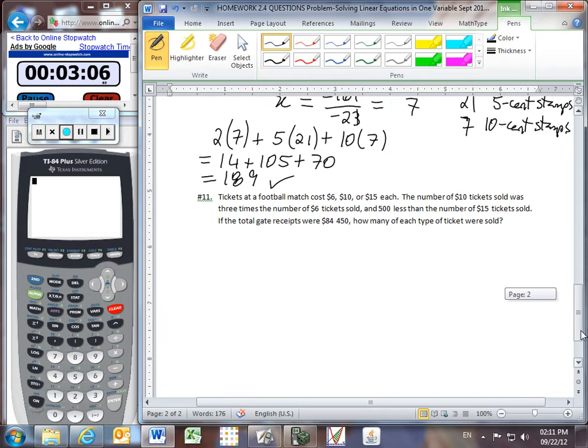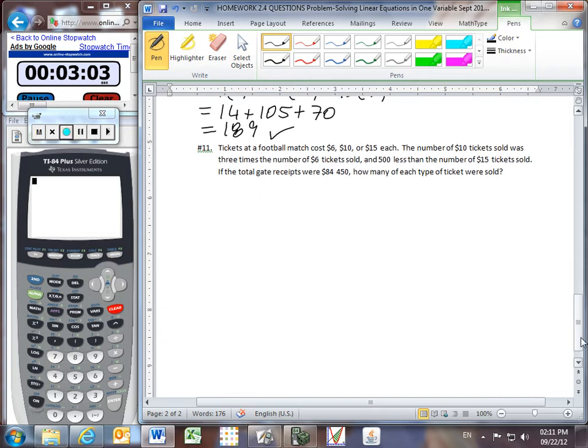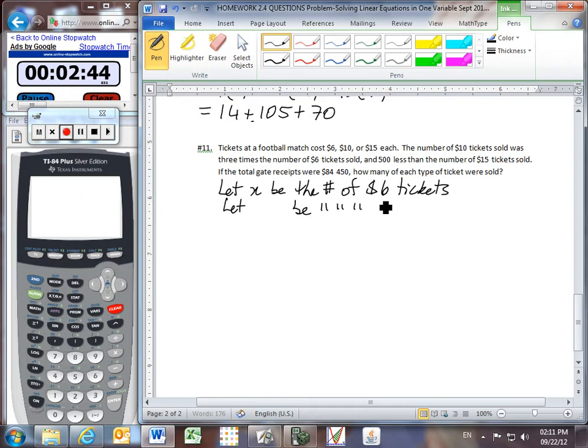And last question, number 11. Tickets at a football match are $6, $10, or $15. How many of each type of ticket were sold? So let x be the number of $6 tickets. Let some expression be the number of $10 tickets, and some other expression will be the number of $15 tickets.